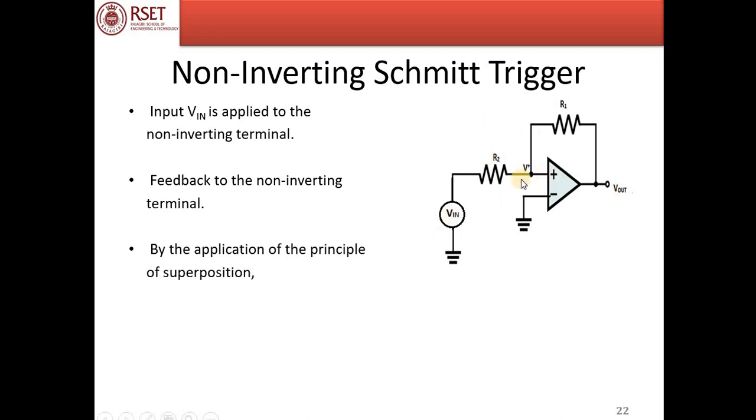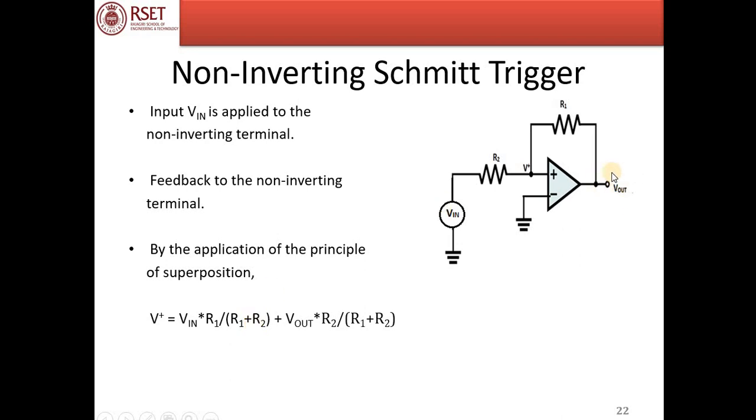Now, here we need to find out the equation for V plus, because that would be the equation for upper threshold or lower threshold voltage. As seen in the previous problem, two voltages contribute to V plus. One is V output and the other is this V input. So we have to apply the principle of superposition. Let us first consider V input. When V input is considered, we will assume this terminal to be grounded. So then what is the contribution to V plus due to V input? V input into R1 by R1 plus R2.